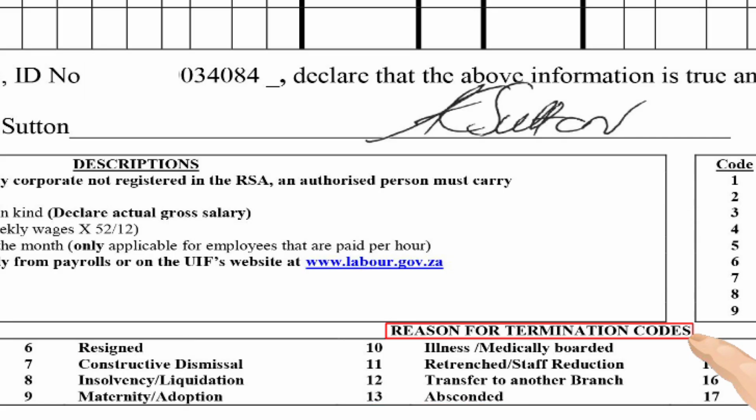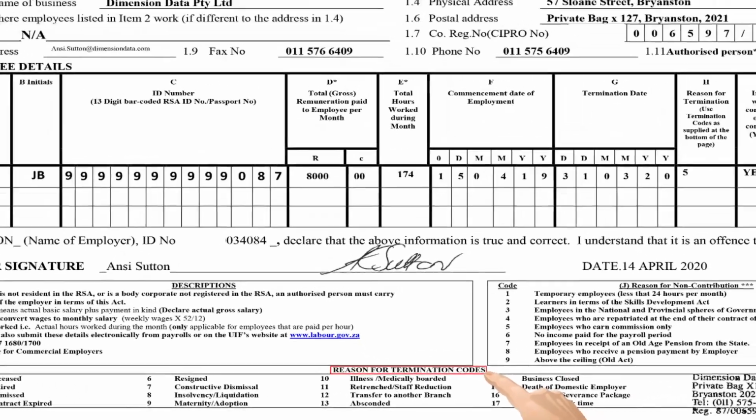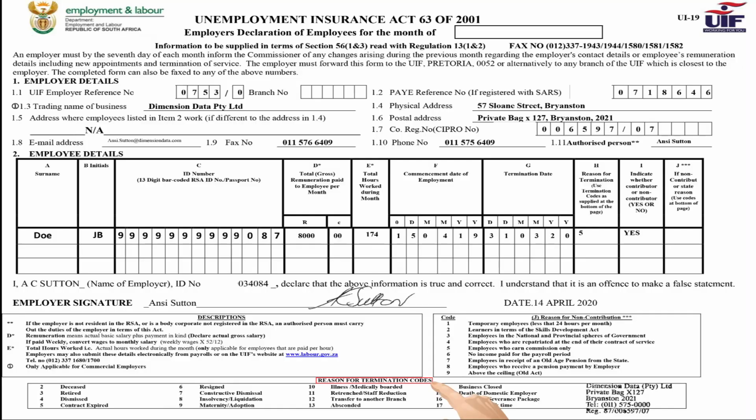Anyway, let's continue. So let's go to the reason for termination codes. The reason for termination codes are indicated there. And then the employer is going to indicate what reasons they have for terminating your services. The stamp is available. You will see the stamp is applicable there. Sometimes companies have stamps, otherwise sometimes they don't have stamps. And let's move on to the next document.